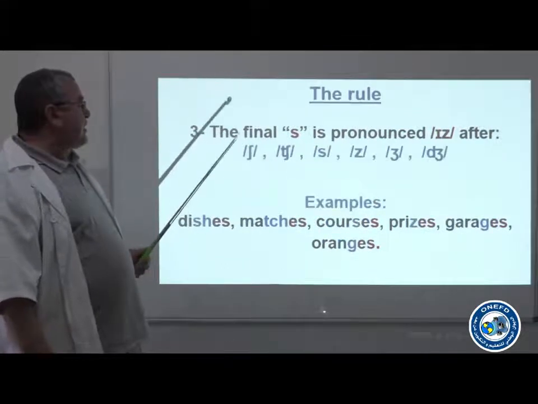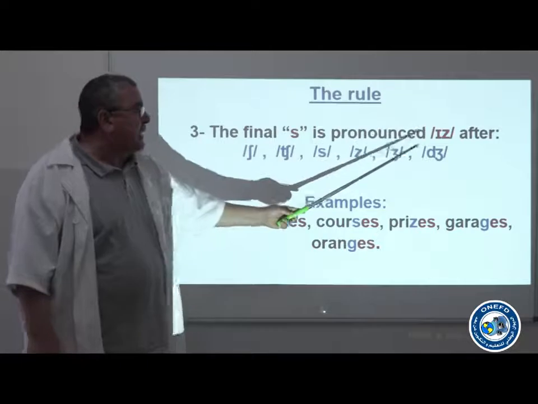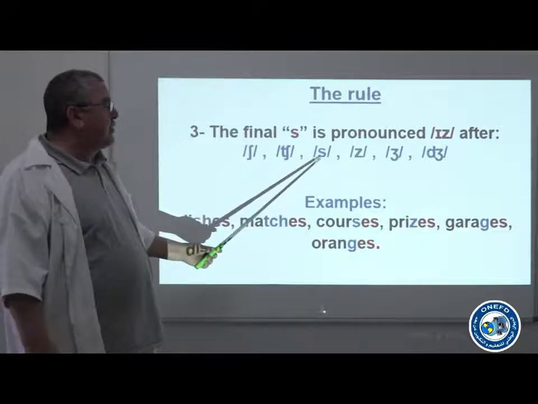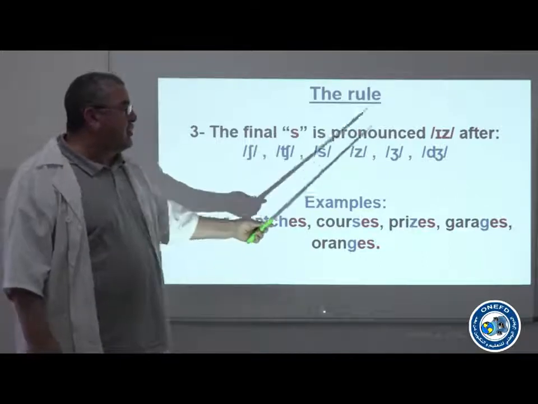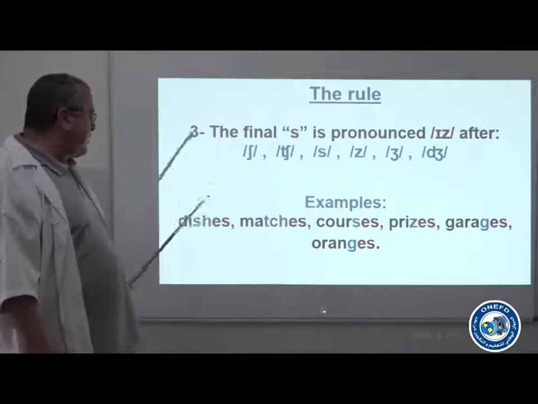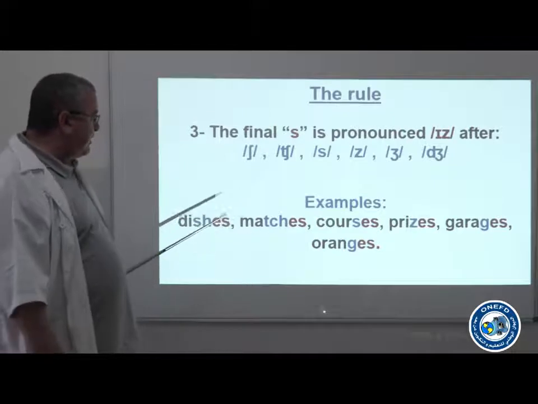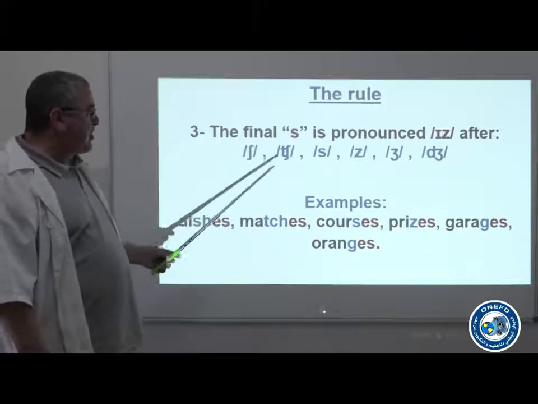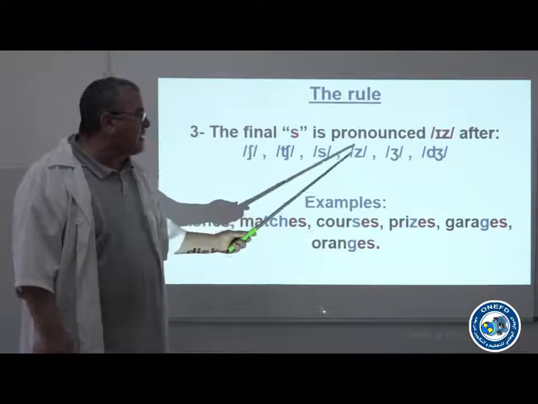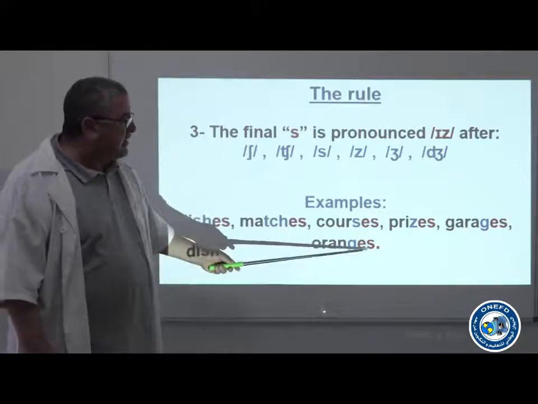The third pronunciation concerns the /iz/ sound. So the final S is pronounced /iz/ after sh, ch, s, z, and j. Again, let's see these examples. Dishes, matches, courses, prizes, garages, and oranges.